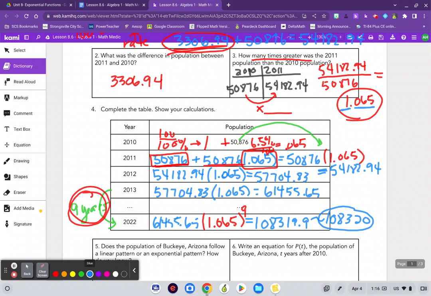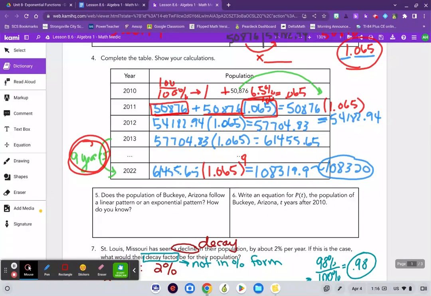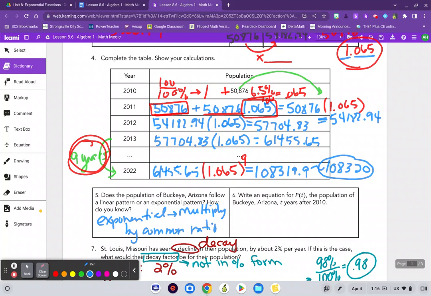Okay, it says, does the population of Buckeye, Arizona follow a linear pattern or an exponential pattern? And how do you know? It's going to follow an exponential pattern because I'm multiplying by this common ratio. See, I already have some information down below, so just stick with me here.